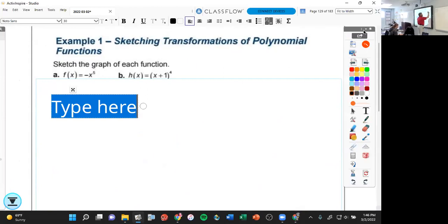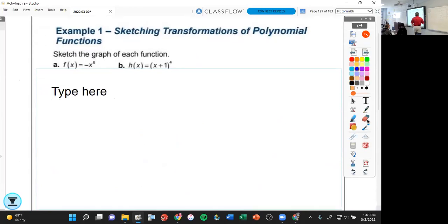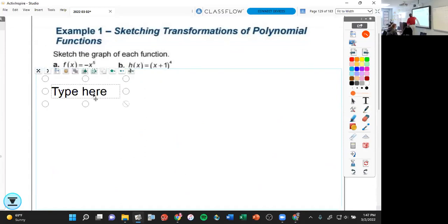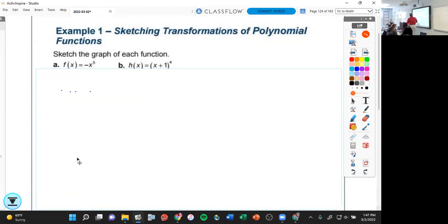Nice. Type here. Type here. Type here. Just type wherever you want to. I don't want to type anywhere. Now I got these random dots. Whoa.